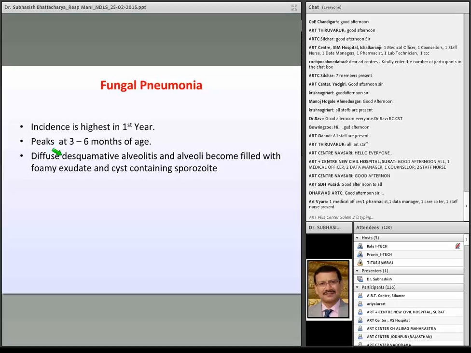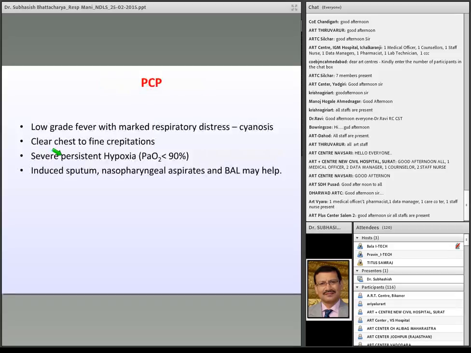Incidence is highest in the first year and peaks at 3 to 6 months of age. There is a diffuse disformative alveolitis, and alveoli become filled with foaming exudate and cysts containing sporozoites. There is a low grade fever with a marked respiratory distress, and this differentiates it from bacterial pneumonia.